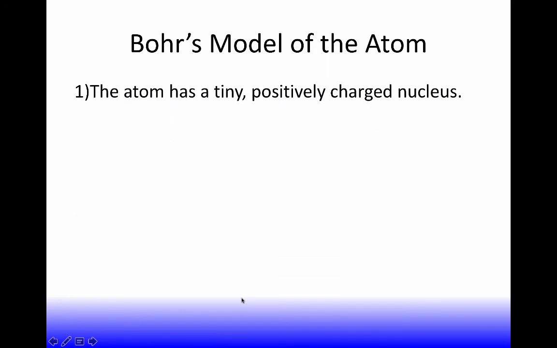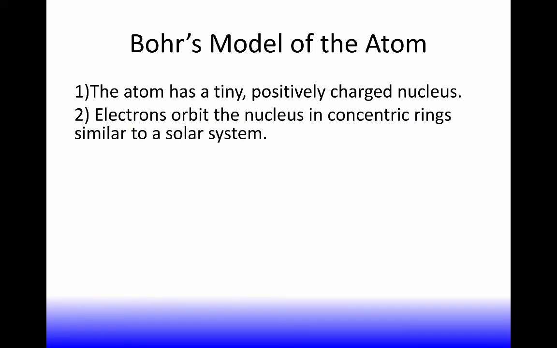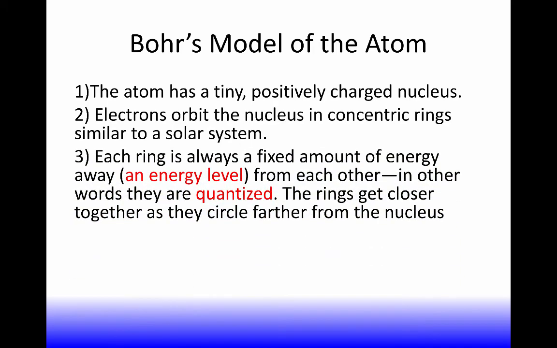Now, in Bohr's model of the atom, here's what you need to know. It's got a tiny positively charged nucleus. That's the same idea as Rutherford's model of the atom. Electrons orbit the nucleus in concentric rings similar to a solar system. This was a unique idea of Bohr's atom, that each ring is a fixed amount of energy apart. He calls them an energy level. In other words, they are quantized. They're only allowed to have certain numerical values. The rings get closer together as you get farther from the nucleus. So you saw that in the one big picture that I put out there.